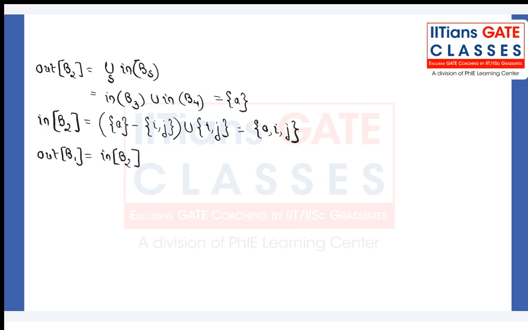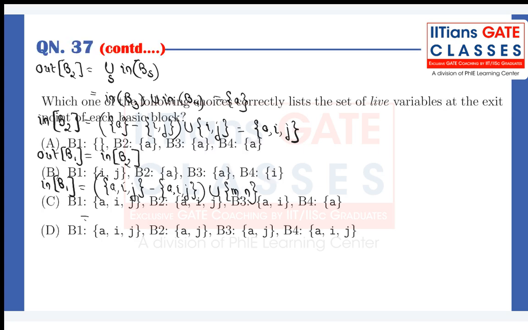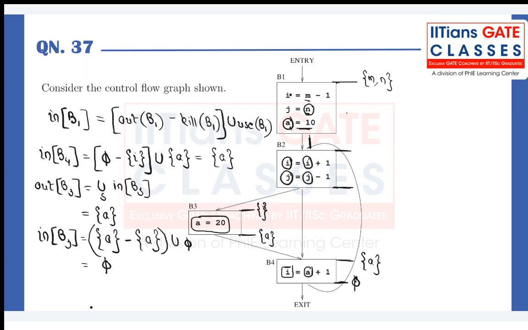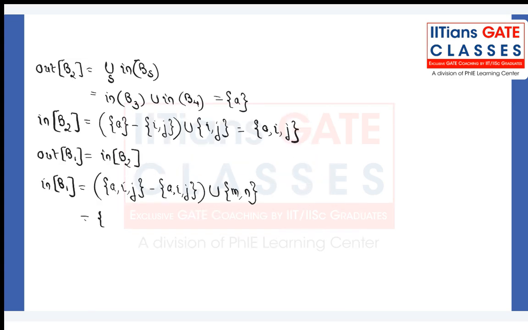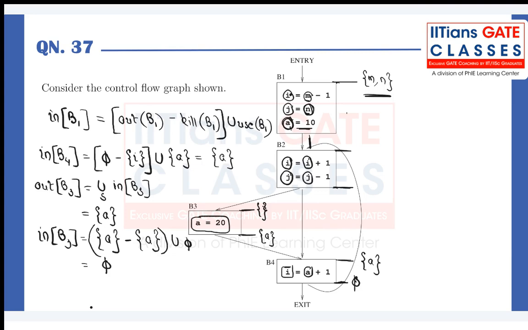Now out of B1 is nothing but whatever is the in of B1, which is AIJ, minus what you are killing in that. You are killing I and J, and you are redefining A, using M and N. So this is nothing but M comma N. You can see it's matching what we wrote in the first case. M and N. Are we done yet?